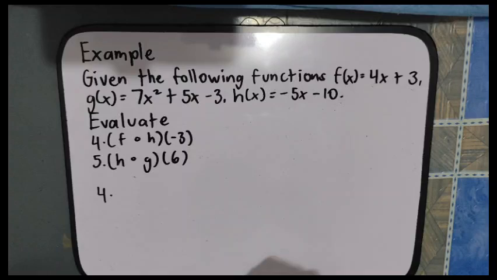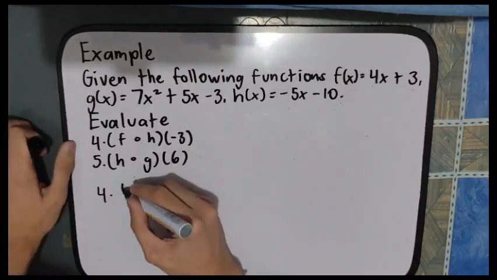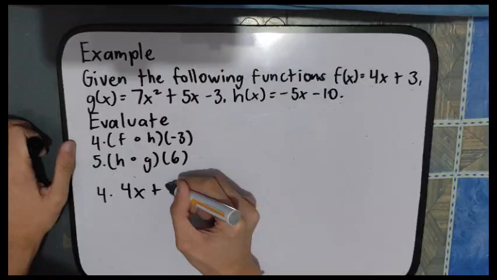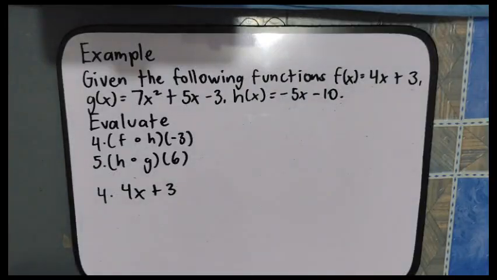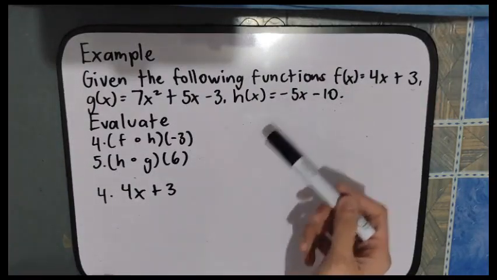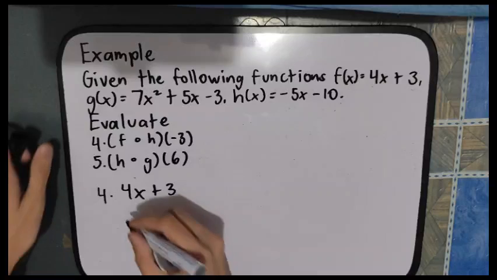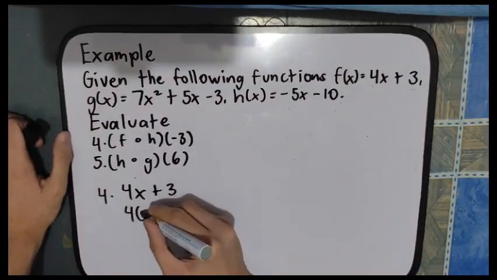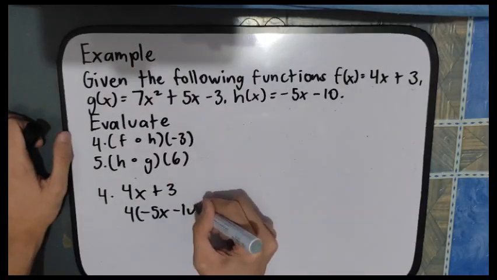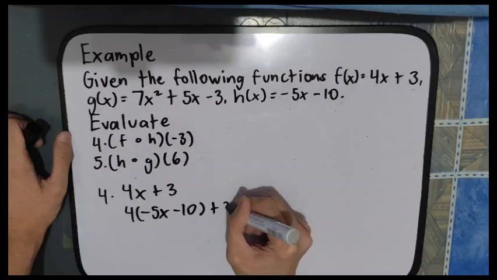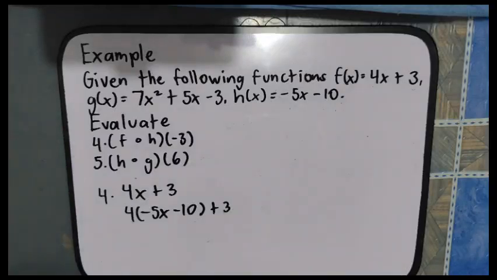F of h of negative 3. So first, we're going to copy f of x, 4x plus 3. Then we're going to substitute it with the value or the output of h of x. So 4 times negative 5x minus 10. Then copy positive 3. Then we're going to distribute 4 to these two terms.